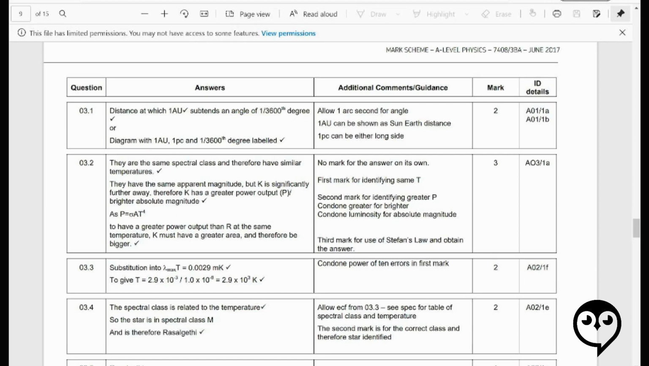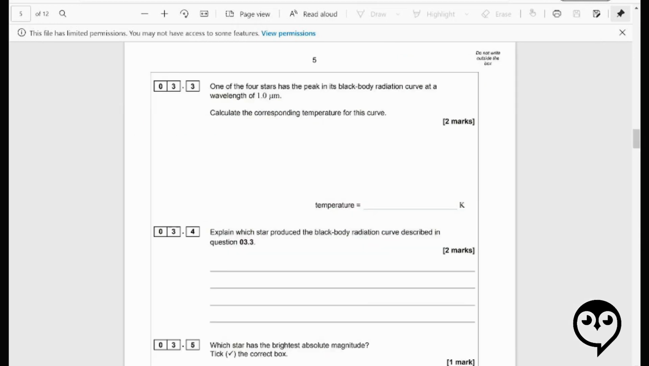Why? Okay, so what did we say on that star comparison? We said they got the same spectral class, therefore they have the same temperatures. They have the same apparent magnitude, but K is significantly further away. Therefore, K, this Coniforus, must have a greater power output to be viewed as the same apparent magnitude from so far away. And as you know here from Stefan's law, if you have a greater power output, or a greater luminosity, some exam boards put an L, this one puts a P. Okay, in order for it to be greater, having the same temperature, it must have a greater area, and therefore it's bigger.